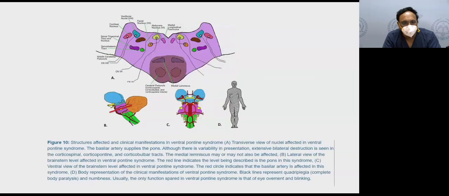And this is the ventral pontine syndrome, where you can see the medial lemniscus is affected, along with some motor tracts. So the patient has quadriplegia and numbness, like a locked-in syndrome. Because the reticular system is in the dorsal area, the patient will be conscious. The only movements they can do are blinking the eyes, and upward gaze is present in these patients.